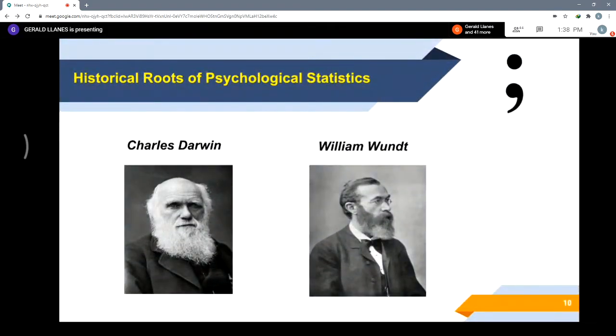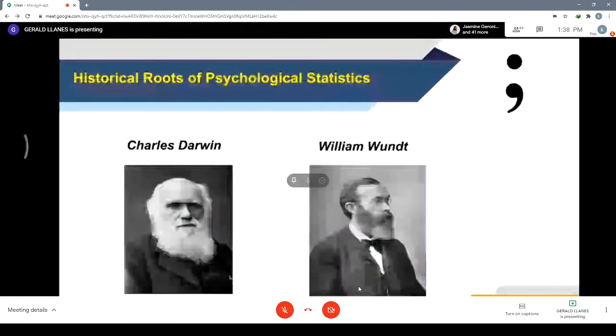Okay, next we have Charles Darwin and Wilhelm Wundt. Of course, alam niyo naman, familiar kay Charles Darwin. Anong ulit ang theory ni Charles Darwin? Evolution. Theory of natural evolution. Origin of species. The evolution of man. Tama.